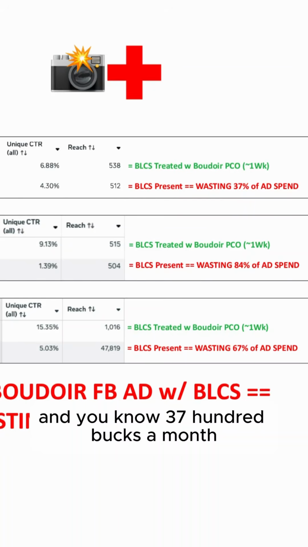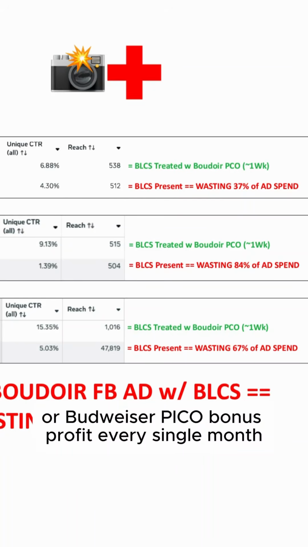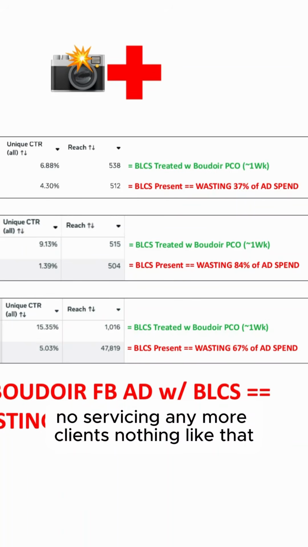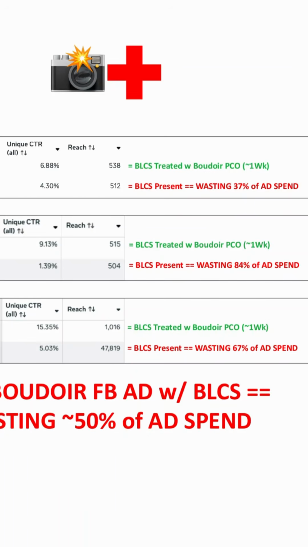And $3,700 a month, kind of phantom profit or Boudoir Pico bonus profit every single month. After a year, that's like 40K without having to do any extra work, no extra fulfillment, no servicing any more clients, nothing like that.